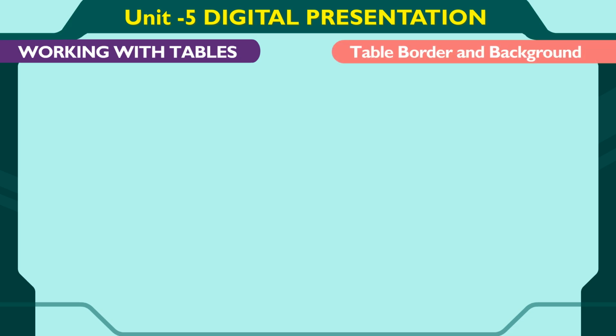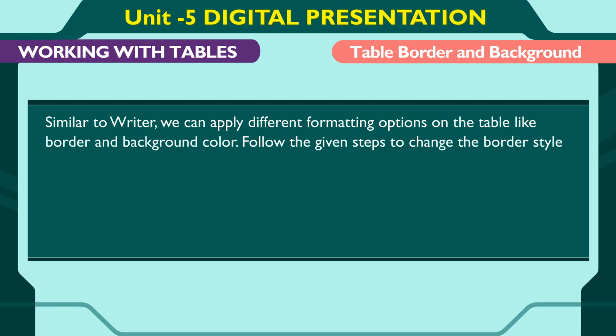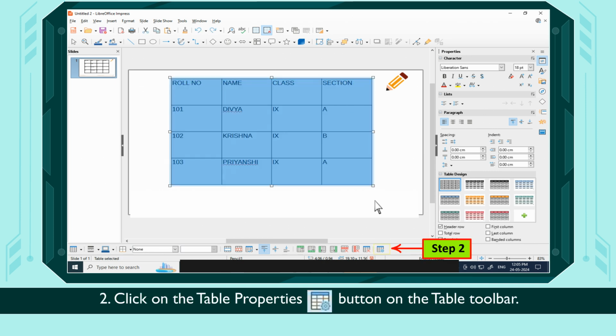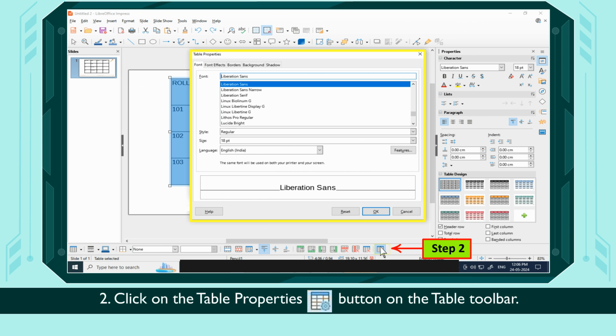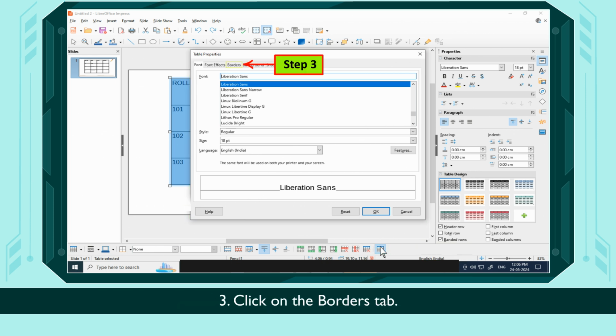Table border and background. Similar to Writer, we can apply different formatting options on the table like border and background color. Follow the given steps to change the border style and background of a table. 1. Select the table. 2. Click on the Table Properties button on the Table toolbar. The Table Properties dialog box appears. 3. Click on the Borders tab.